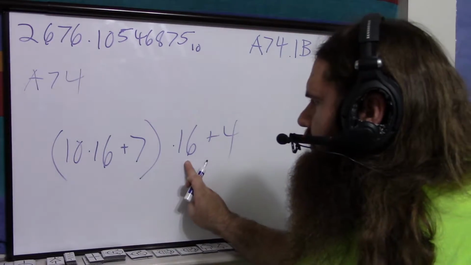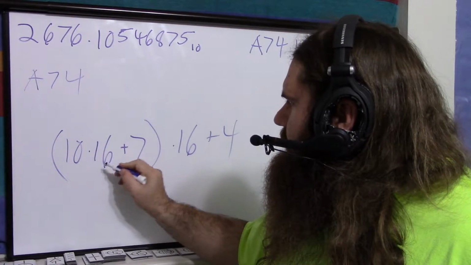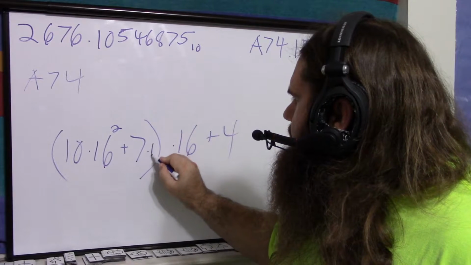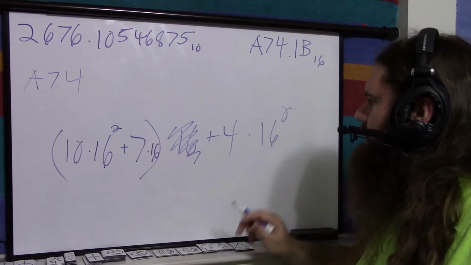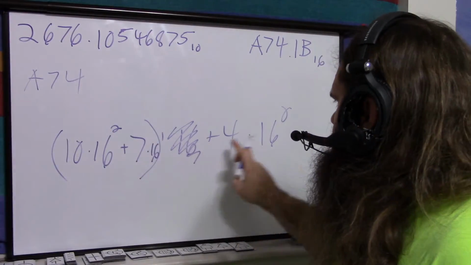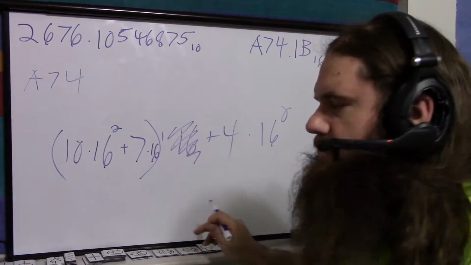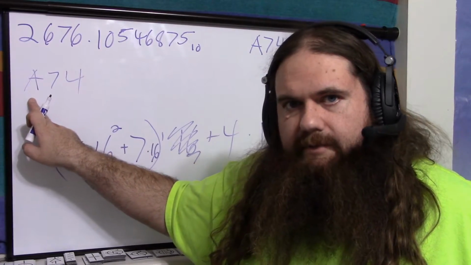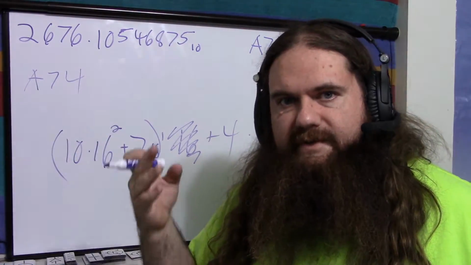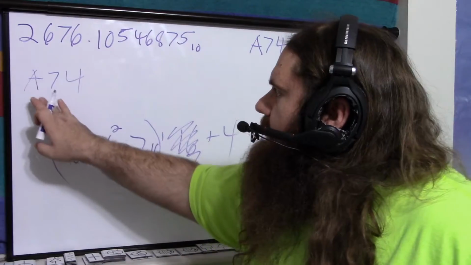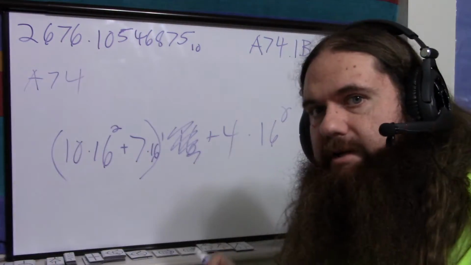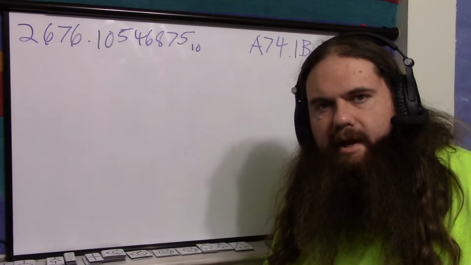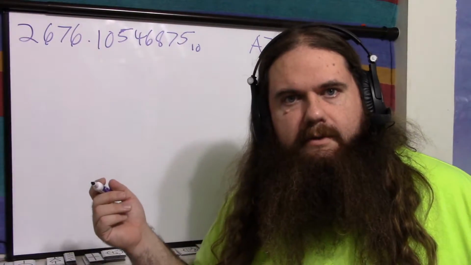But if we distribute this 16 through, we get times 16 squared, and then times 16 here, and that goes away. Last digit is 16 to the 0, obviously, so we've got 16 to the 2, 16 to the 1, 16 to the 0, and there's the digits. So we start on the left. This is going to have the most number of 16 times 16 times 16, and then for each digit, we just add another multiply 16, and it kind of stair steps like that. That's why it works. So now we've converted the integral part to base 10.